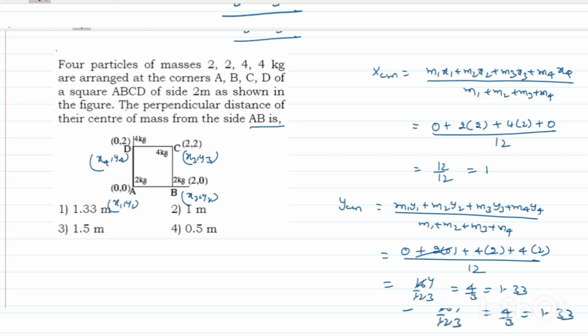Here they are asking the perpendicular distance of the center of mass from the side AB. Perpendicular distance from the side AB means you must talk about the y-axis alone, students, so 1.33 is the correct answer. You need not talk about the XCM value; only along the y-axis you can talk, and so you will get the result.